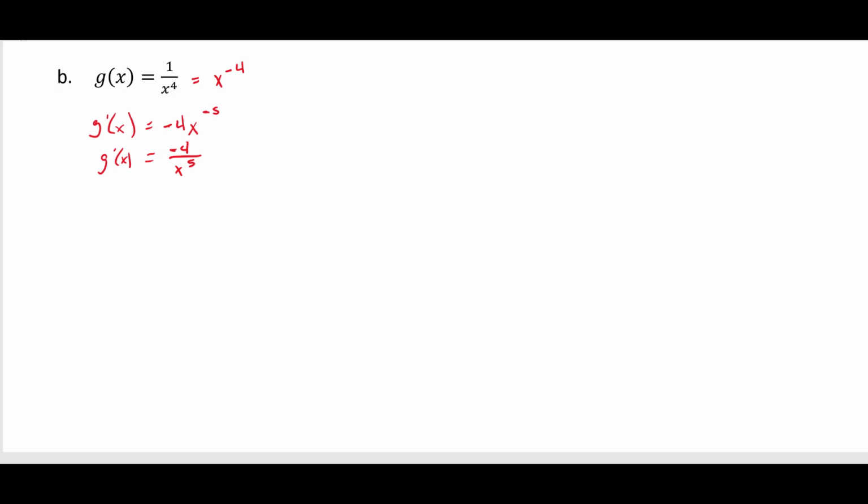So we have our derivative. Now we need to set that derivative equal to 0. So negative 4 over x to the 5th equals 0. So negative 4 equals 0, so multiply both sides by x to the 5th. And that's not true, right? So because this is not true, we can't get a solution, so there are no points with a horizontal tangent line.